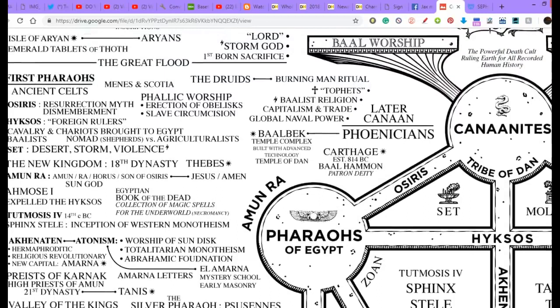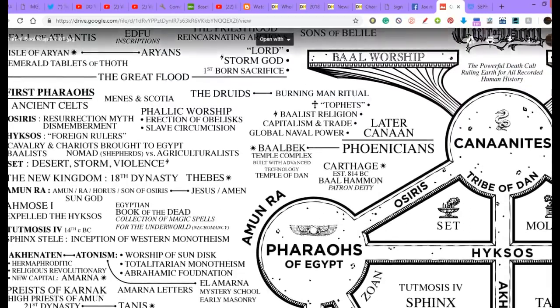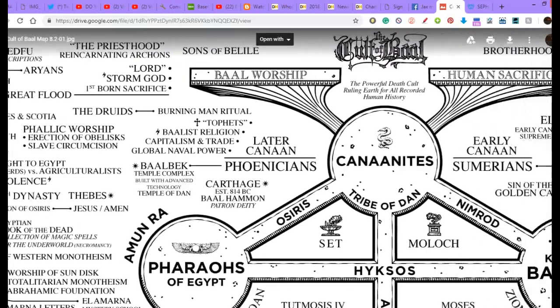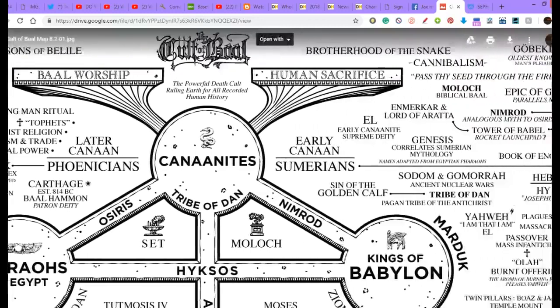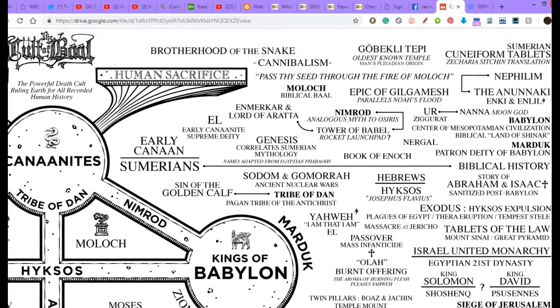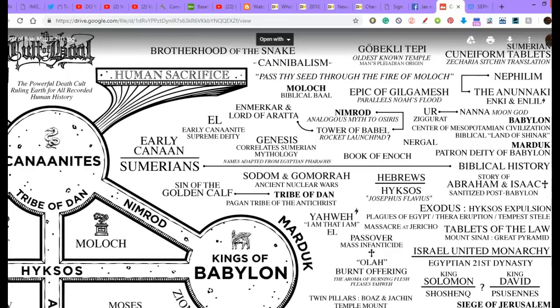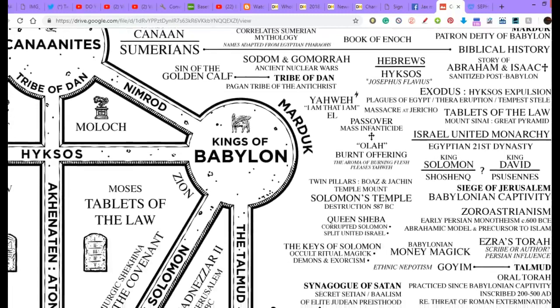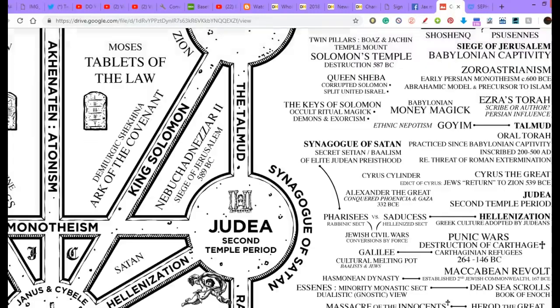So the first term up there at the top is Canaanites. I'm not sure how we are on time, but what I would like to do is go briefly over each of the terms on the main structure, and then the most important connections or the most important points between them, the strongest maybe.